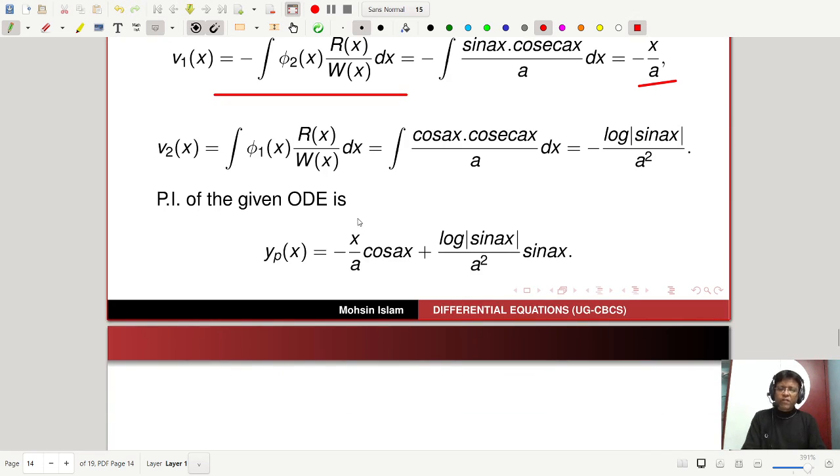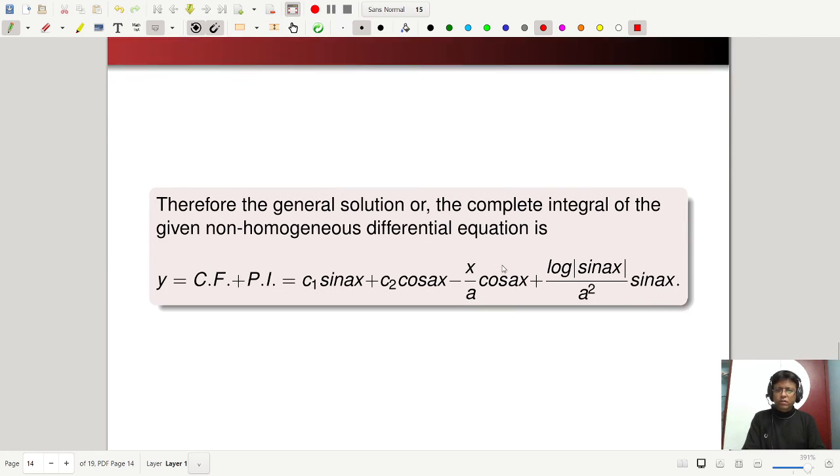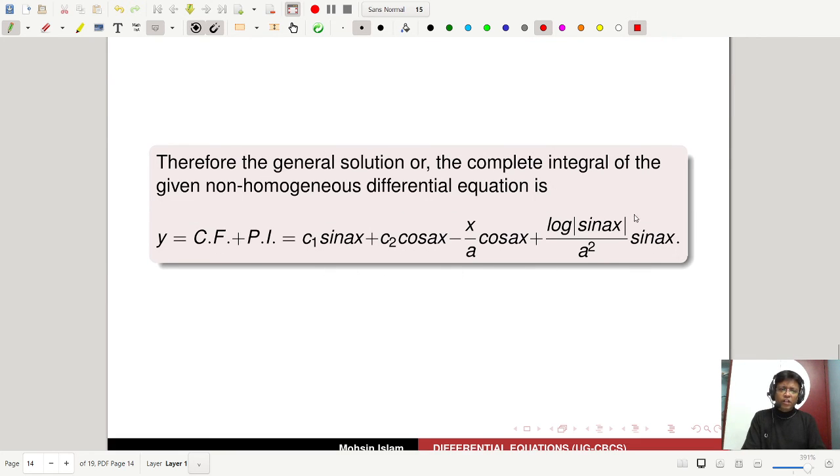And yp of the given ODE is given by this one, because it is v1(x) phi 1(x) and v2(x) phi 2(x). So v1 is minus x by a and v2 is log mod sin ax by a square, times sin ax. And the complete solution is given by CF plus PI. This is your complete solution, where C1, C2 are arbitrary constants. This is how you can use the variation of parameters method to find the particular integral.